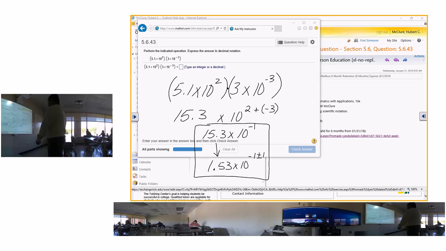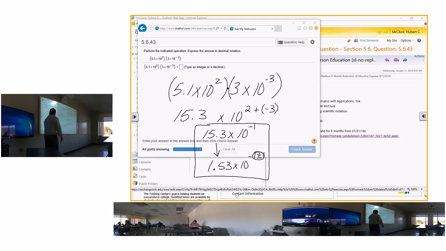All right? Now, that'd be 0 right there. So 10 to the 0 is 1. So times 1 is multiplicative identity. So 1.53 times 1 is 1.53. So that should be your answer. Okay? 1.53 is your answer.